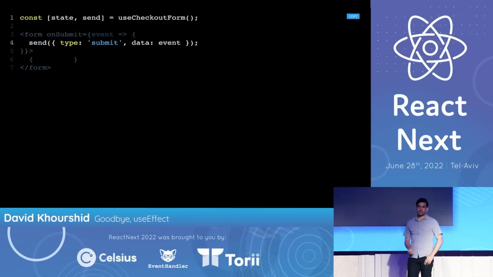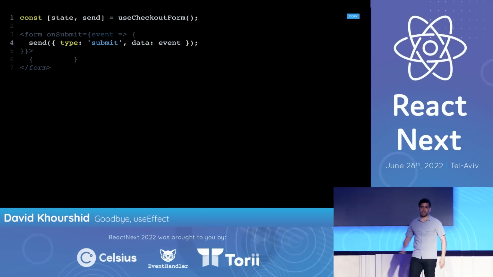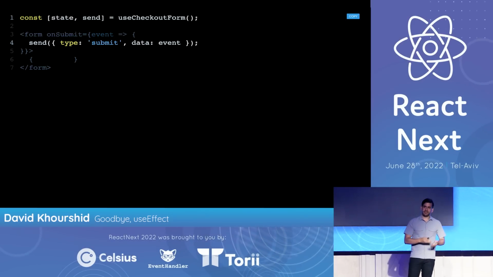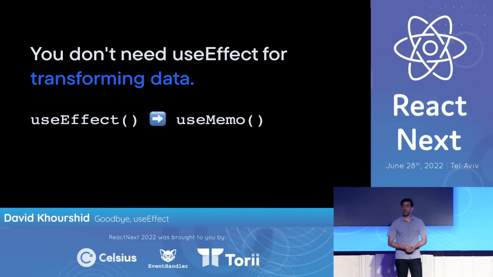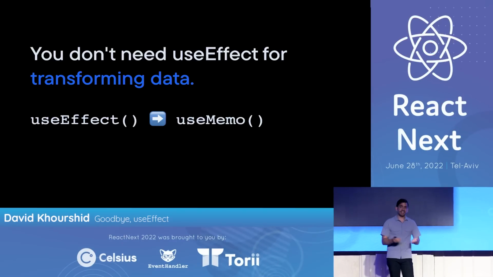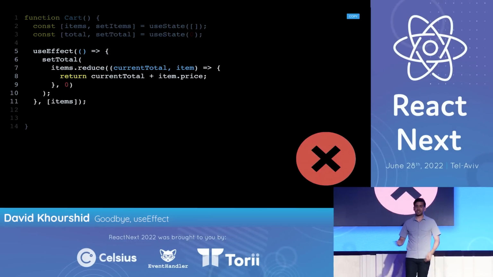And so this looks a lot like useReducer, but a little secret, you can imagine that this useCheckoutForm is actually executing effects when the event happens instead of wrapping it in useEffect. Also, you don't need useEffect for transforming data. This is something that seems obvious, but a lot of us accidentally do this in our code bases, so this is something to just keep in mind.